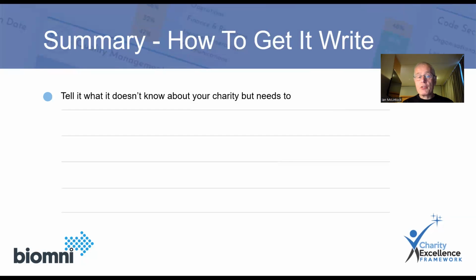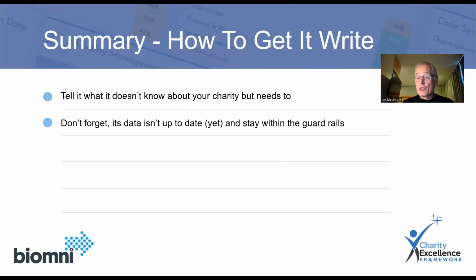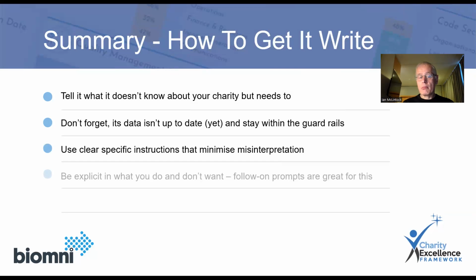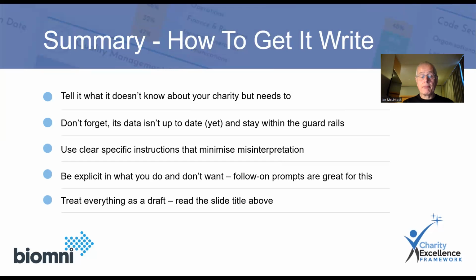So my summary, how to get it right. Tell it what it doesn't know that it needs to about your charity. Don't forget, it isn't up to date, and stay within the guardrails. You can ask questions in different ways. Use clear, specific instructions that minimize misinterpretation. Be explicit in what you do and don't want. I find in follow-on prompts, this works really, really well to fine-tune what it gives me. And treat absolutely everything as a draft, because it makes mistakes, like all of us.